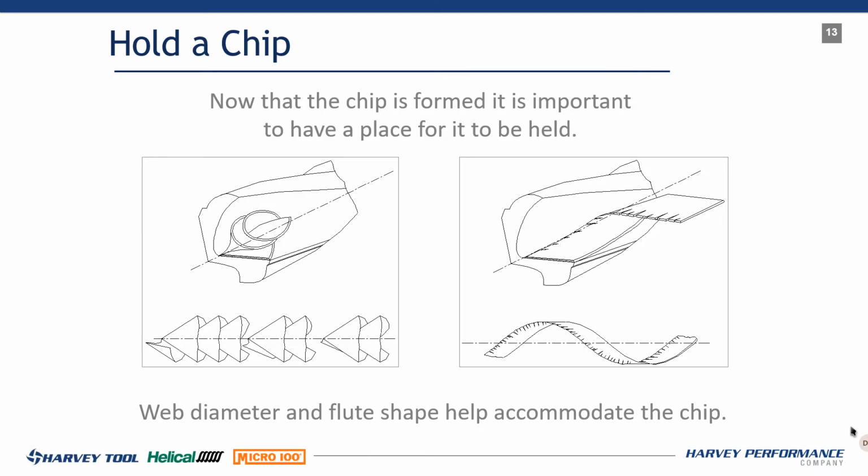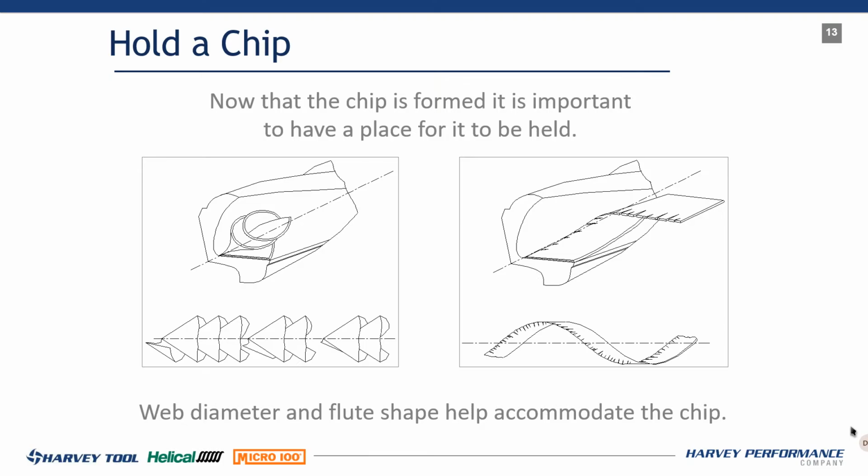So if we run to the next slide, next thing we got to do is hold the chip. So we need to manage that chip. We got to hold that chip. So our flutes that are generated in there do a great job of holding the chip and evacuating the chip. The first thing we need to do is obviously make a chip that's manageable. Very important to follow this process, that if you don't make a manageable chip, we're going to have problems as that chip enters the flute valley and gets clogged up.